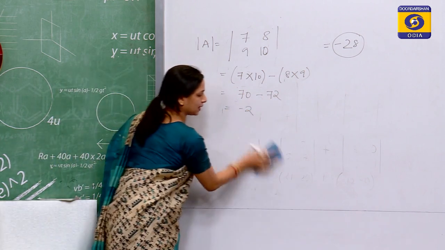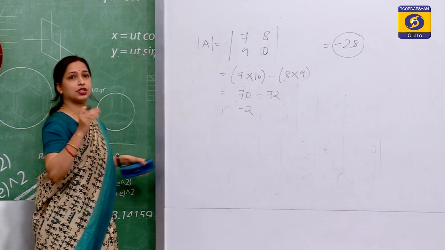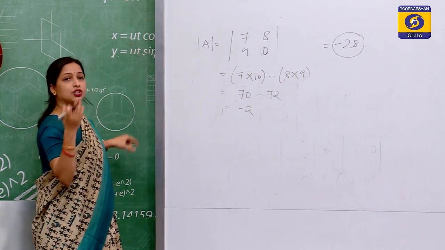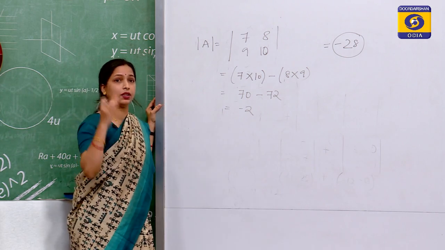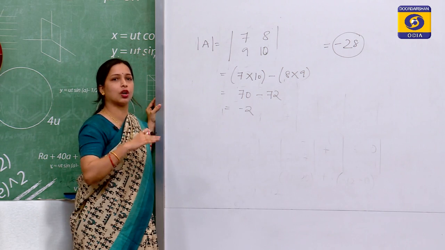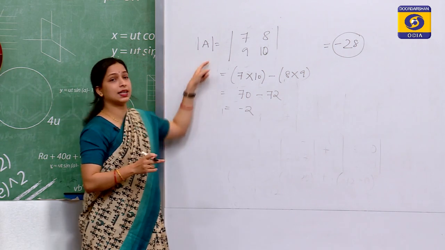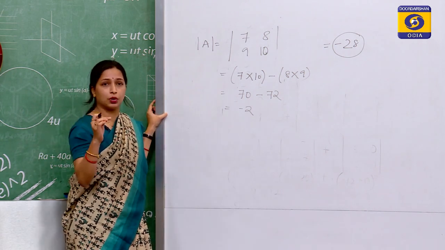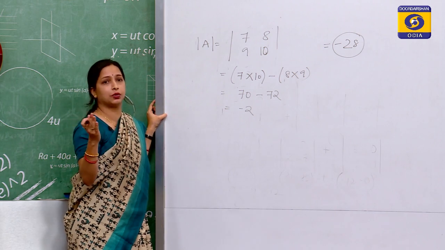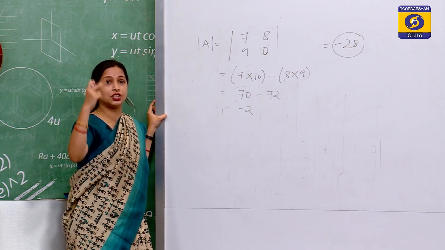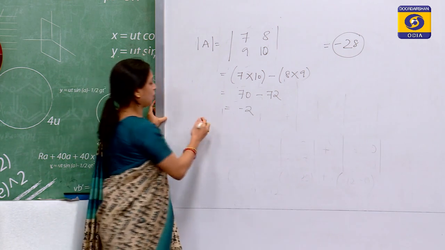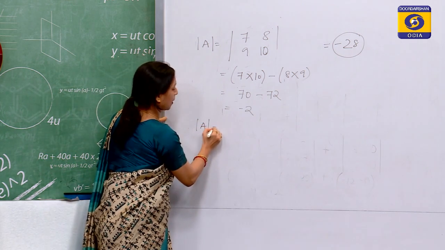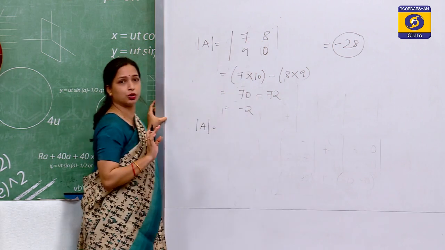Now, the property says that if any two adjacent rows are changed or any two columns, right, are changed. In the first property, the rows were changing into columns or the columns were changing into rows, but here it is saying row 1 will become row 2 or row 3, column 1 will become column 2 or column 3. So, there is interchange between rows and columns, not interchange among them, right. So, let us say here row 1 will become row 2.